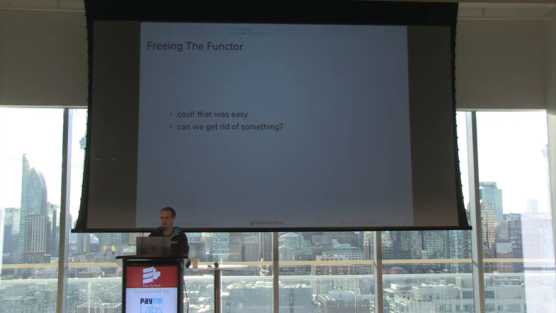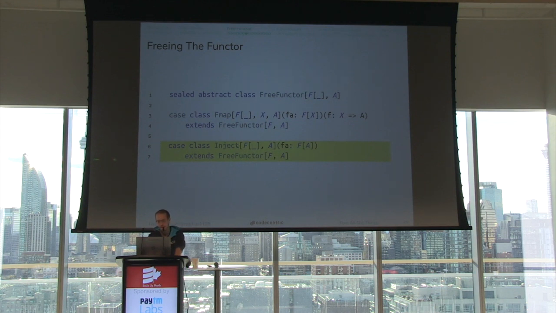So the next question we have to ask ourselves is, can we get rid of anything here? In this case, if you look closely at the inject case and compare it with the fmap case, you can see that both of them capture a functorial value of type fa. So we have fa here and f of x here, but you can just substitute x for a. And then we have only one more additional argument in the fmap case. If you substitute this with identity, you could just replace inject with fmap. So we can get rid of this case of our ADT and just replace it with a smart constructor that returns an fmap node that applies identity to it.